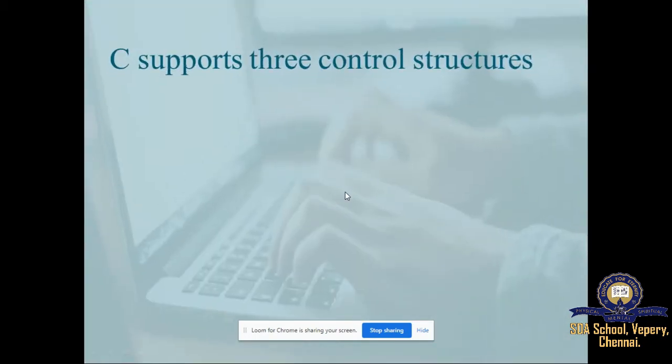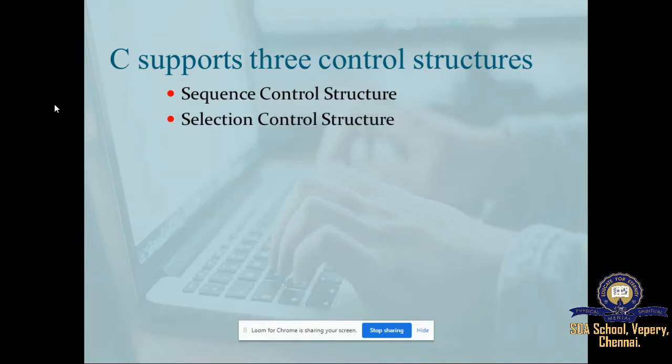C supports three control structures, as already mentioned in the key concepts: sequence, selection, and iteration. The main objective is to study the different types of these control structures, their syntax, examples, and flowcharts. First, the sequence control structure, then the selection control structure.